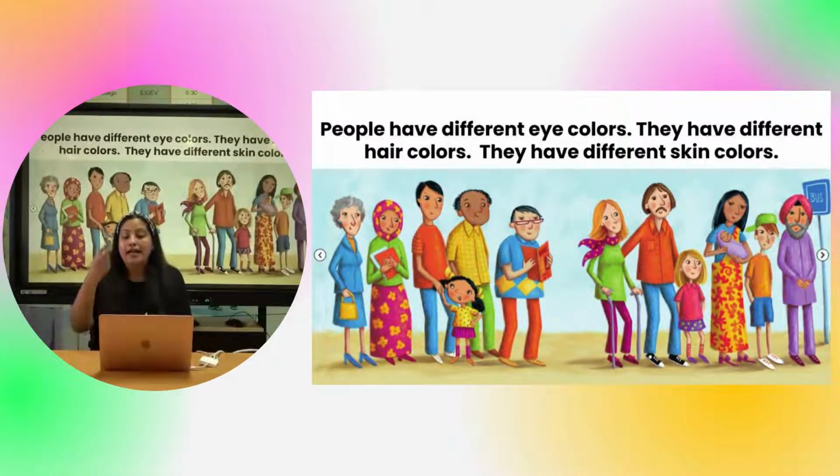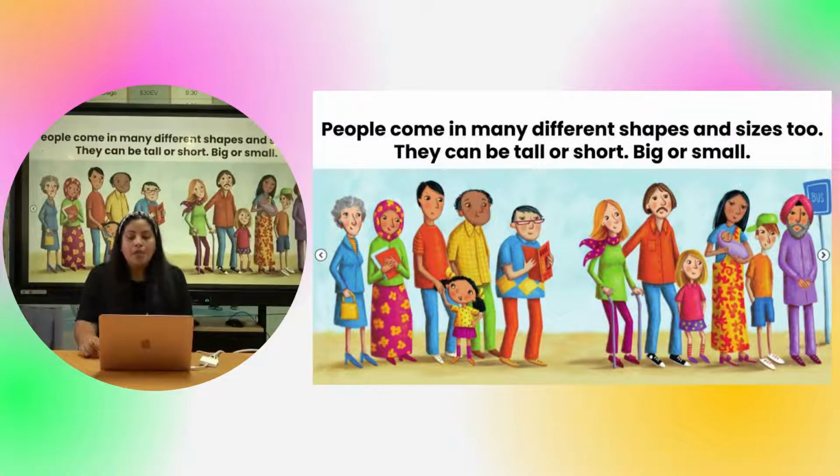People have different eye colors, different hair colors. They have different skin colors, just like we see in this picture. People come in many different shapes and sizes too. They can be tall, they can be short, they can be big, they can be small. And in this picture, we see all of those differences.